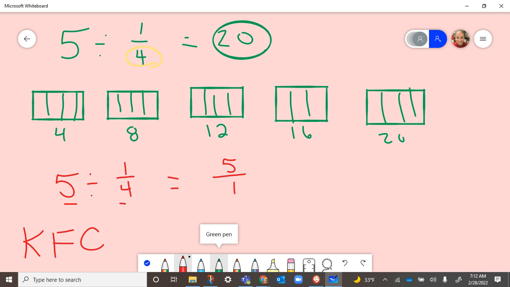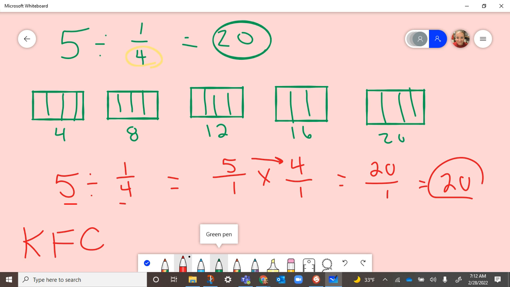We're going to flip it to where the 4 is at the numerator spot and the 1 is in the denominator spot. Then we change the division symbol to multiplication, and we multiply straight across. 5 times 4 is 20, and 1 times 1 is 1. Anytime we have a number over 1, that's the same thing as just that number, so 20. So here's that 20 that we got originally. So keep, flip, change.